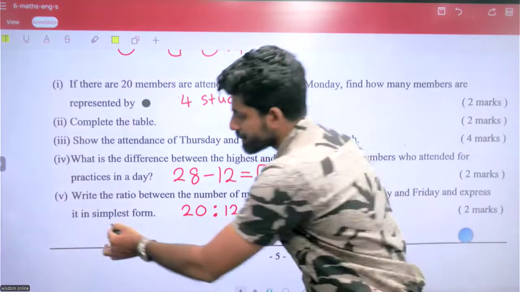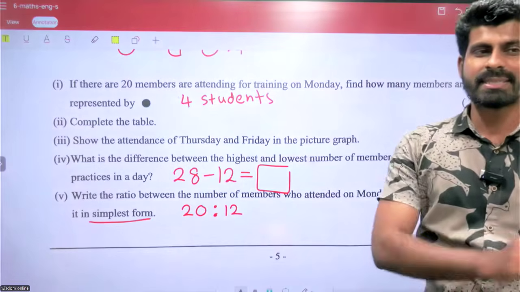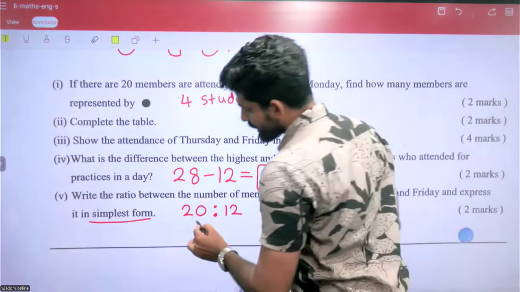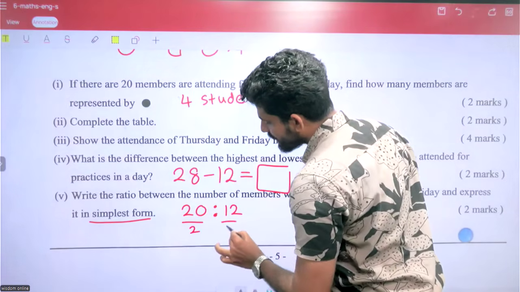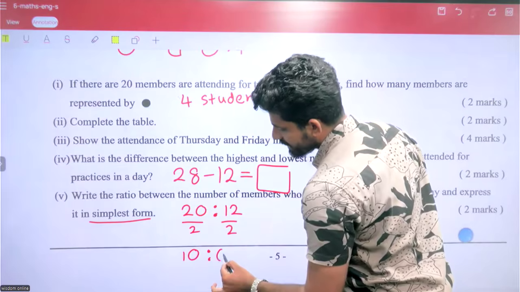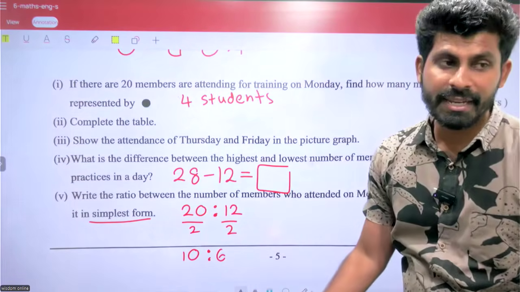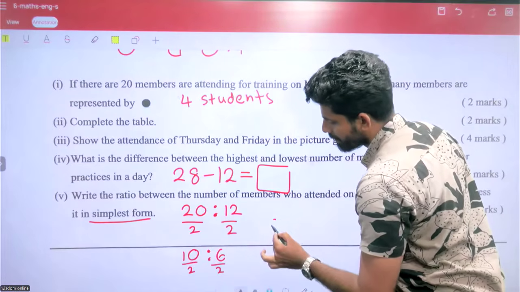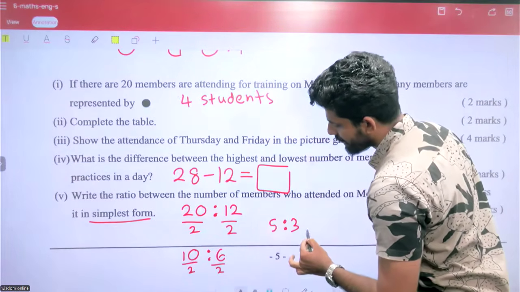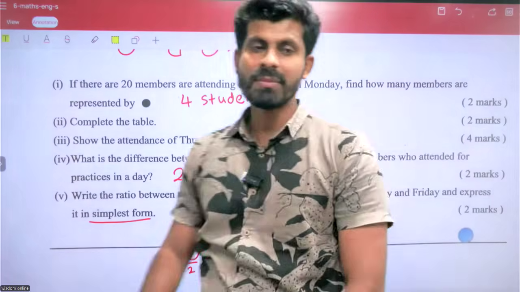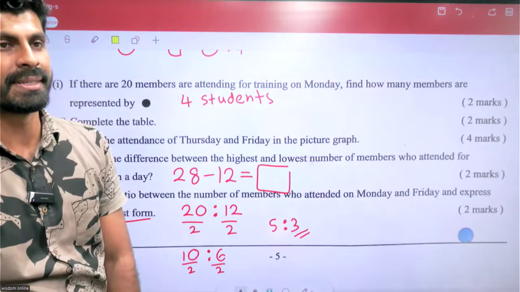We need to write that in the simplest form. In simplest form, both sides you can divide by 2. 10 to 6. Again you can divide by 2. 5 to 3. That's all. Simplest form, 5 to 3.